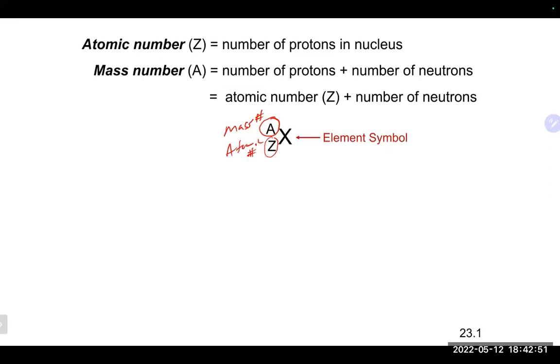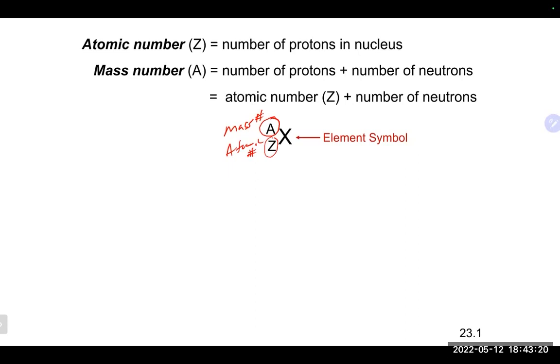Can you find both numbers on the periodic table? No. You could only find the atomic number on the periodic table. That is the number above the symbol. The number on the bottom is the atomic mass, not the mass number. If you want to calculate the mass number, atomic number, number of protons, electrons, or neutrons, they are all positive whole numbers. So a good way to remember it is they have to be whole numbers.